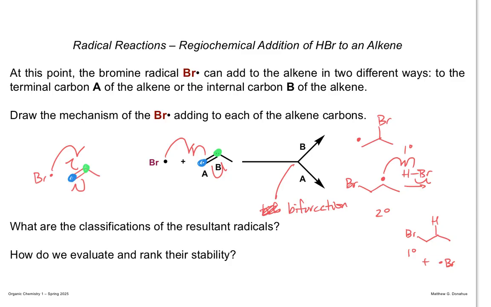So one way to think about these conditions under this mechanism is that you're always going to get the lesser substituted bromide as the major product. Because remember, the HBr can add two ways. Just draw out both ways. Classify the bromides. And then whichever one is the lesser class, that's going to be the major, because it comes from the more substituted carbon radical.